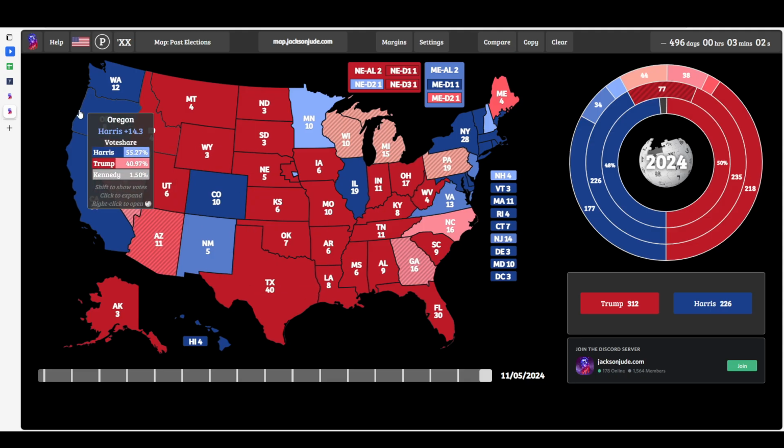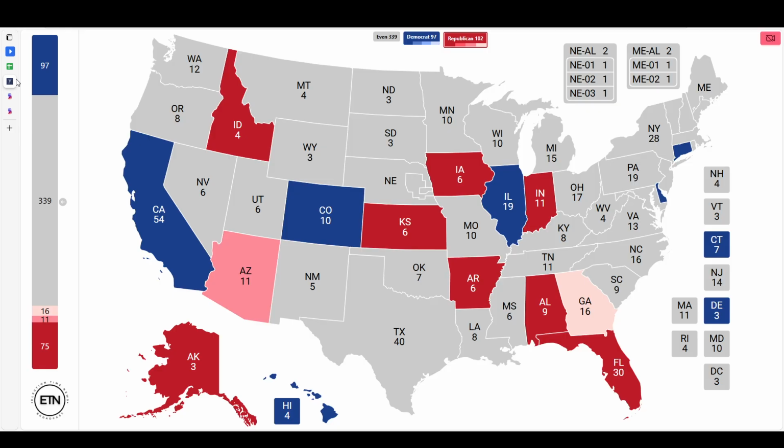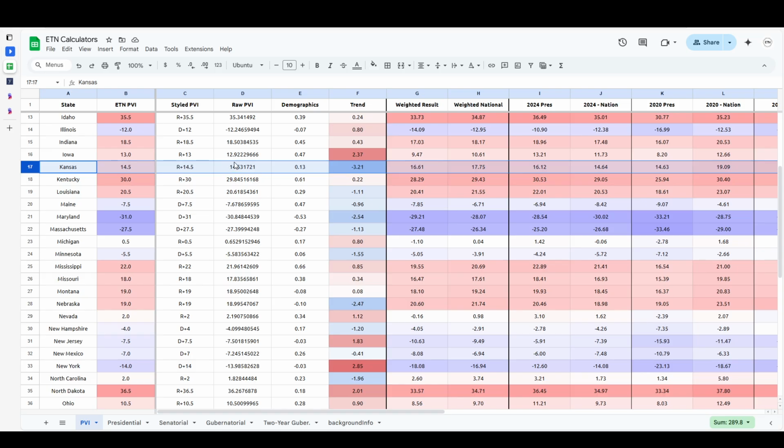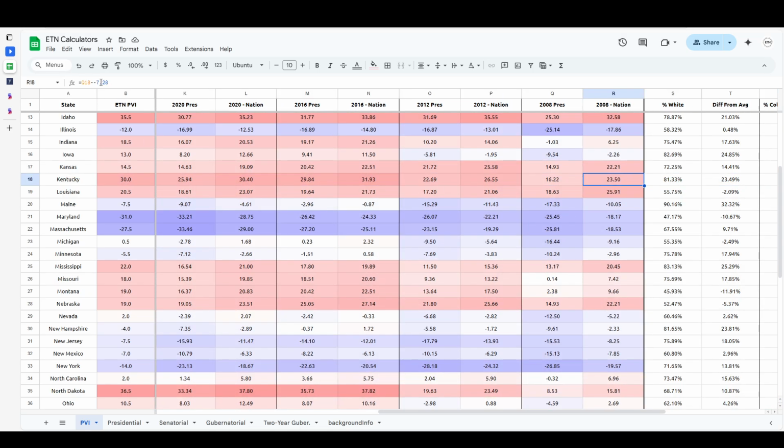So that does stifle any real fever dreams of a blue Kansas unless the Democrat wins the national popular vote by over 14.5 points, which would be a larger victory than Barack Obama in 2008.